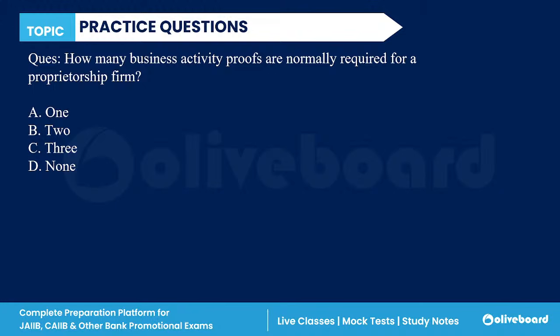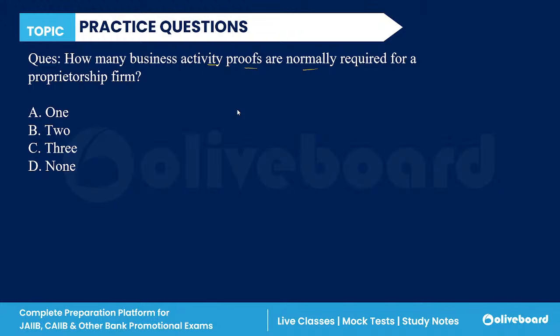Okay, next question. How many business activity proofs are normally required for a proprietorship firm? Business activity proof, which is normally required for a proprietorship firm. Very simple, guys. How many business activity proofs are normally required for a proprietorship firm? One, two, three, or none of the above?